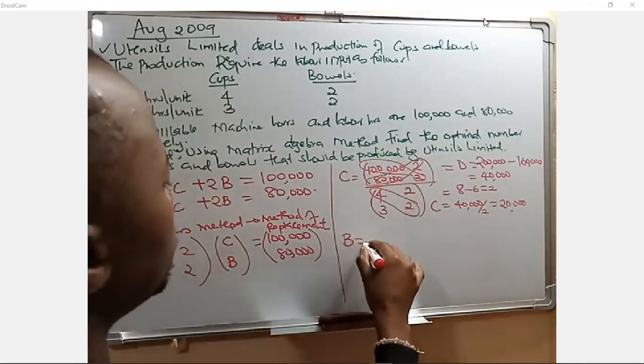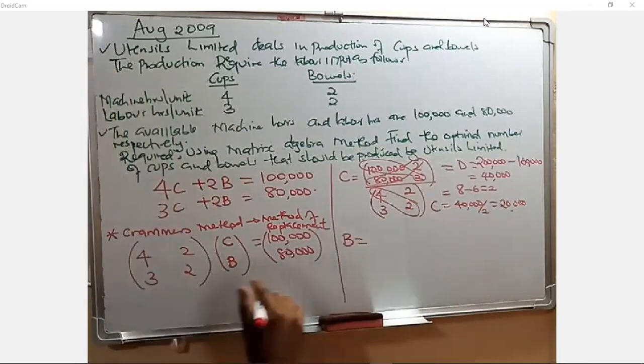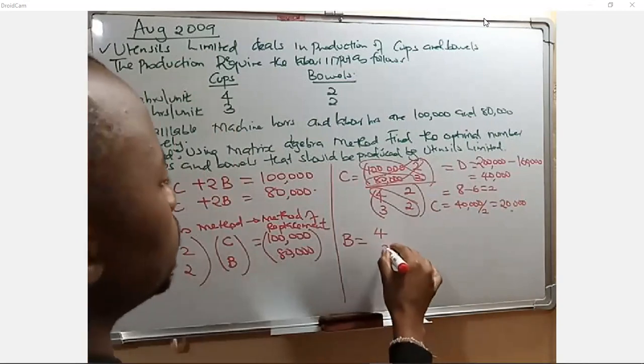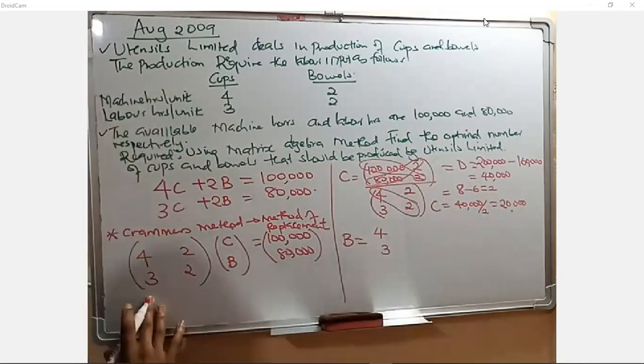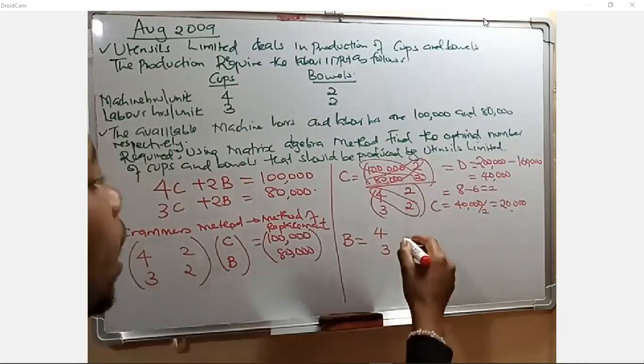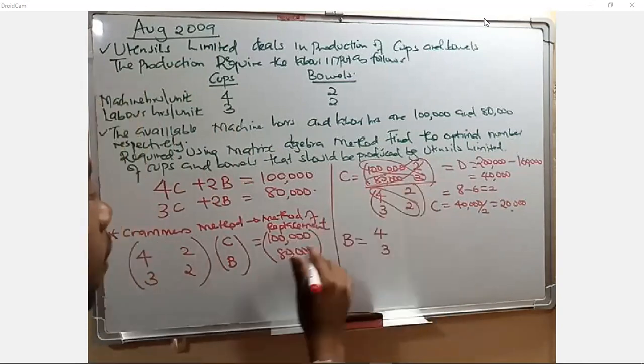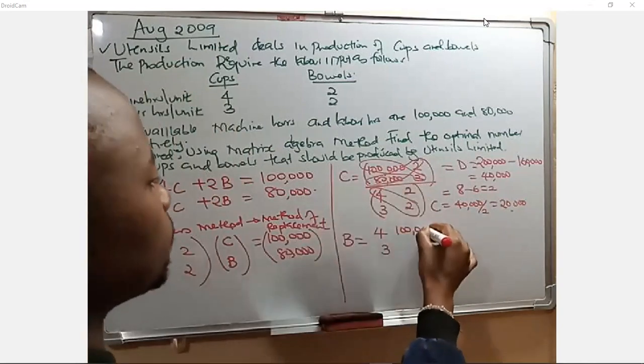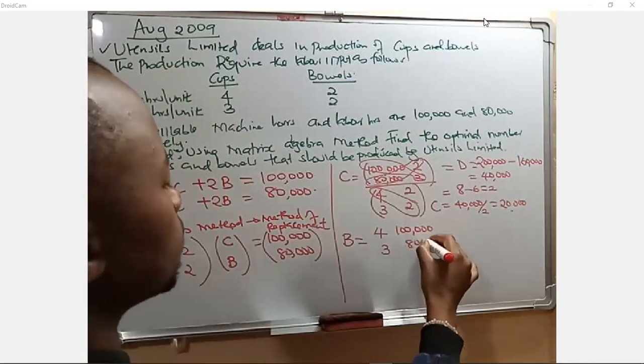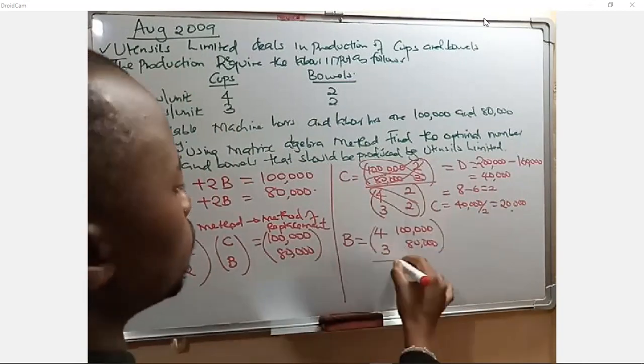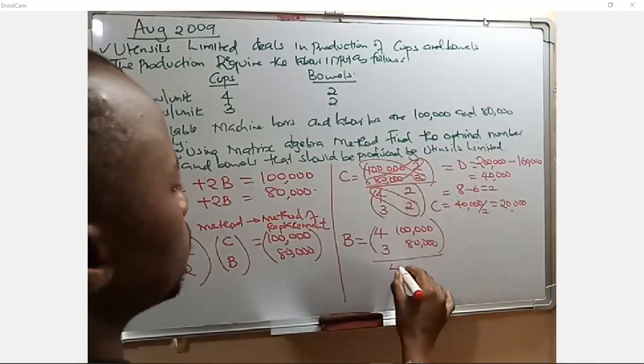If I want to get the value of B, I do the same. To get B, you replace the second column. It will be 4, 3. I copy paste the first column, and because I'm looking for the second value, which is B, I replace the second column with the right-hand values, 100,000 and 80,000. Then also you divide by the original matrix.